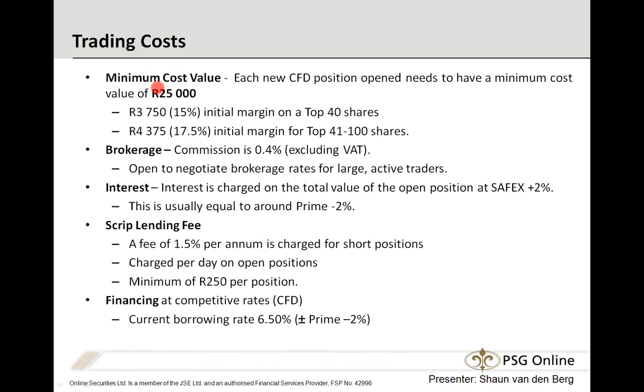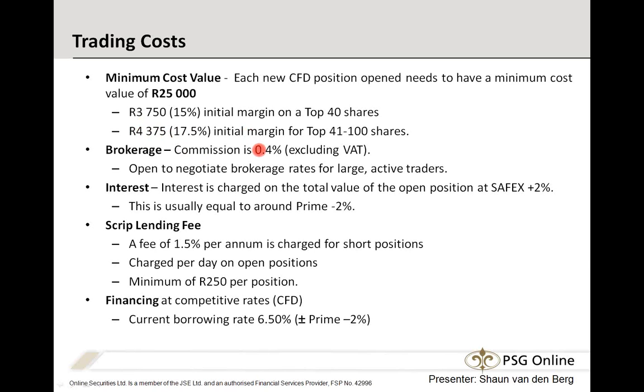Just understand that there is a minimum exposure. So again, CFD is not for everybody. Each contract, each trade must have a minimum exposure of 25,000. If it's less than that, they won't let you trade. So 25,000 at 50%, you need to put down at least 12,500 rand. So again, you need much more capital to trade CFDs compared to single stock futures. If it's a mid-cap stock, 17.5%, you might have to put down a much higher margin requirement.